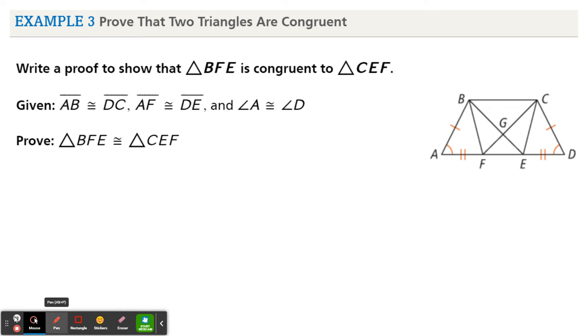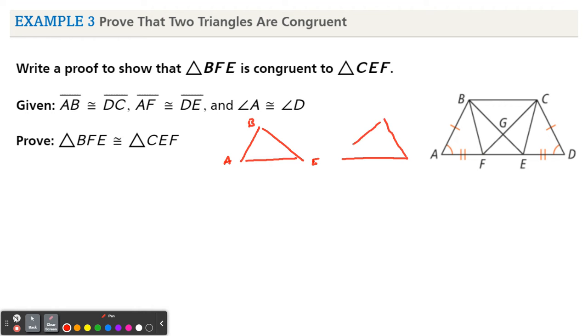Again, I've been doing proofs for a while, so I kind of know what to think about, but to give you a heads up, whatever you're given, focus on a triangle involving the given things. So we're going to focus on triangle ABE and then DCF, and I'll draw them separately right here. I am given that AB is congruent to DC.